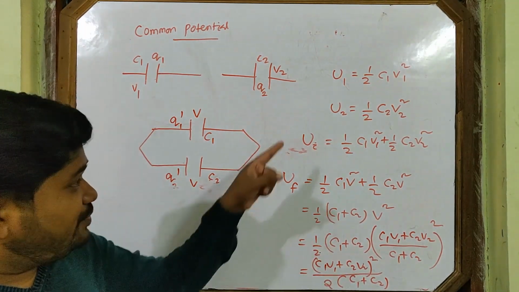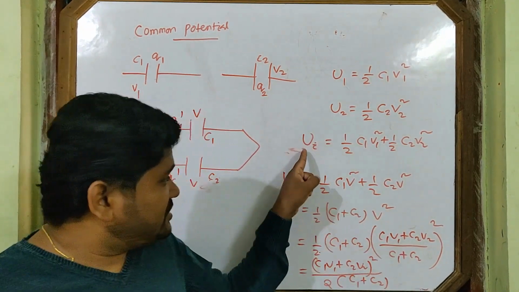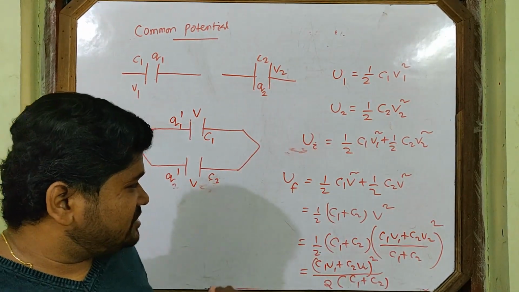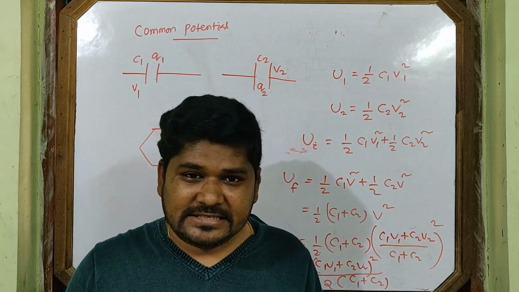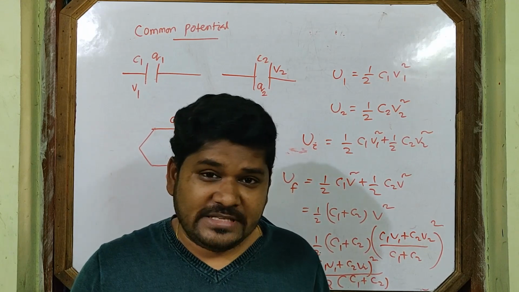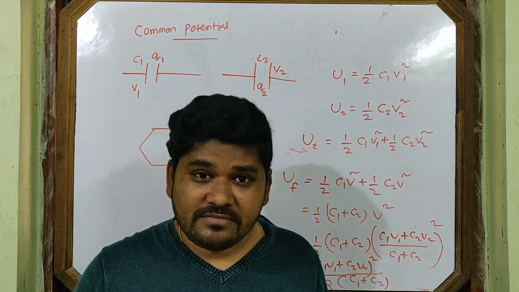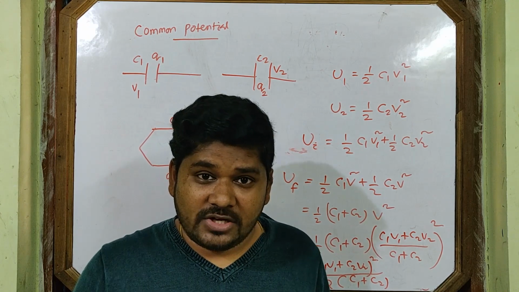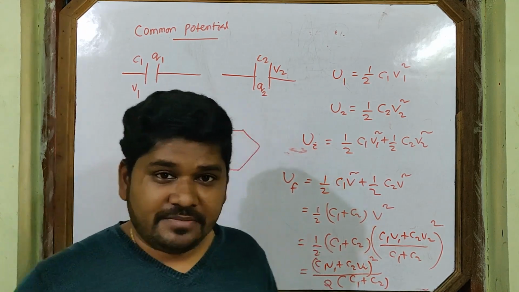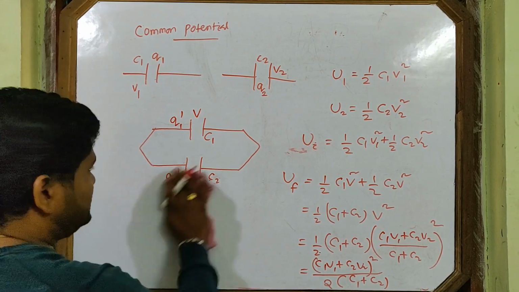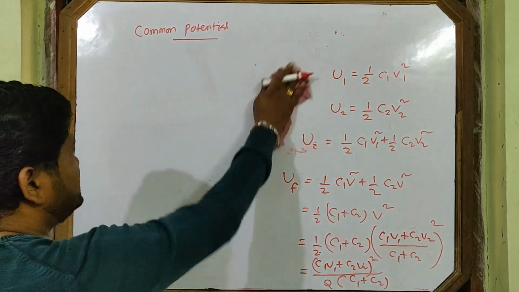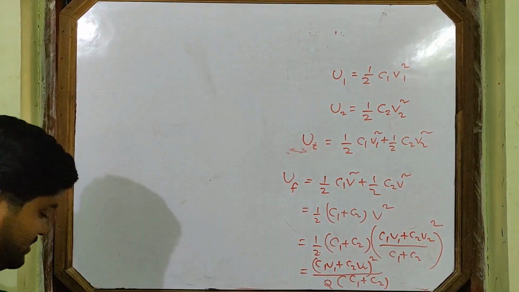Now see, before combination total potential energy, after combination total potential energy, does the potential energy decrease or increase or remain same? It should be same. Why? Because energy is conserved. Let's check this to understand.